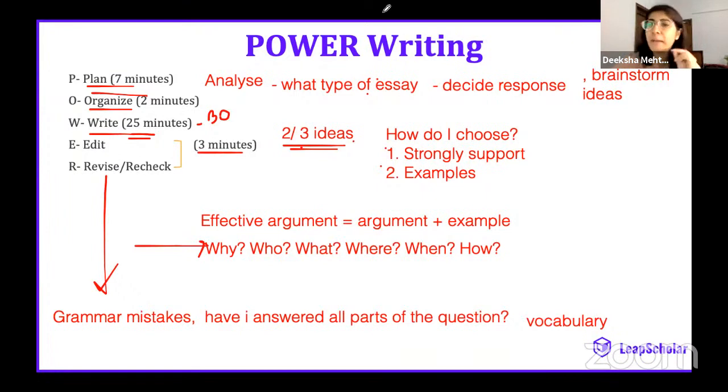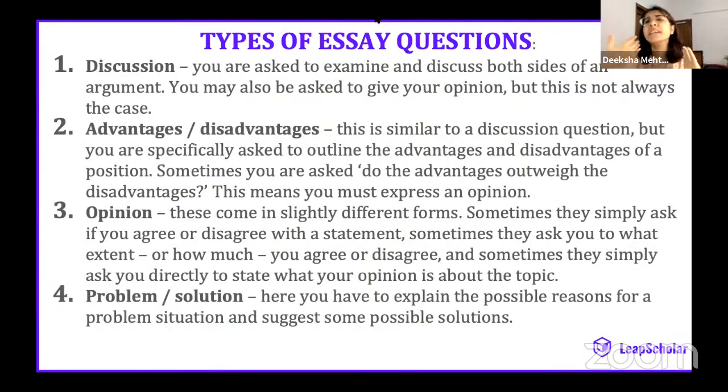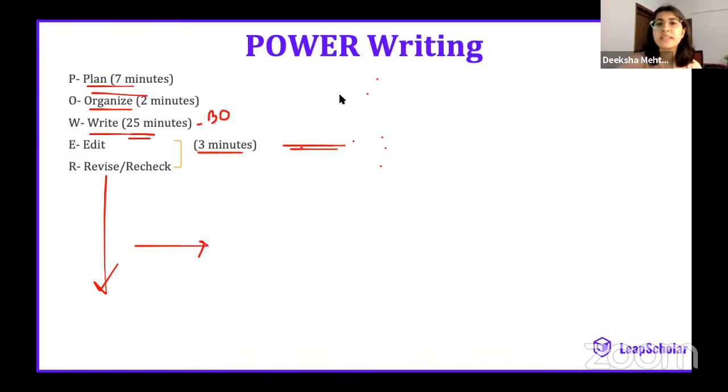Absolutely correct. So yes, the number of essays, the types of essays are 4. They can be phrased in different manners, right? The phrasing can be different, but there are 4 types of essays. So what are those 4 essays? The first is your opinion essay, right? Now, this opinion essay can be asked in 2 different manners.